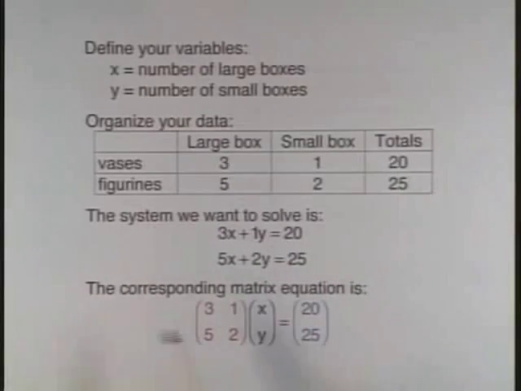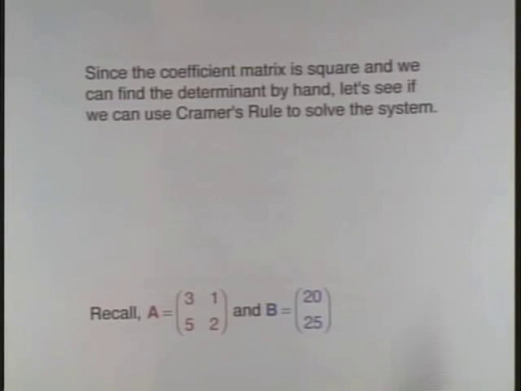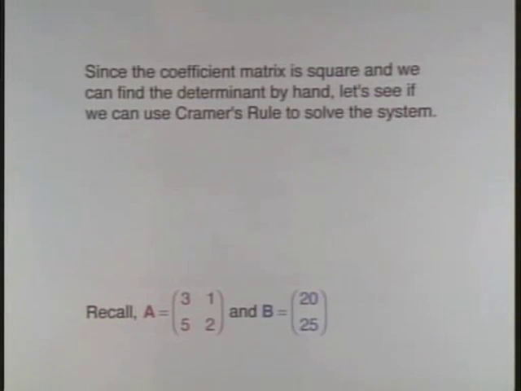Reading across the rows, the system we want to solve is 3 times x plus 1 times y equals 20, 5 times x plus 2 times y equals 25. We develop the corresponding matrix equation. The coefficient matrix is 3, 1 in the first row, 5, 2 in the second. The variable matrix is the column matrix x, y, and the constant matrix is the column matrix 20, 25. Since the coefficient matrix is square, we can find the determinant by hand to see if we can use Cramer's rule to solve this system.